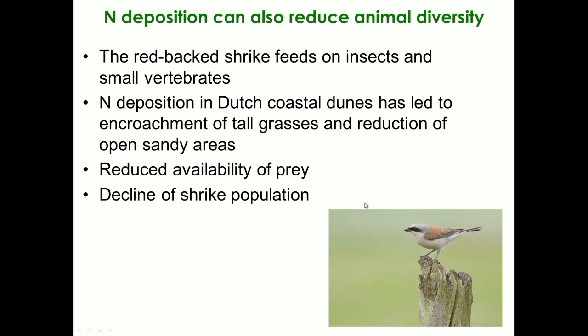And what was found in the Netherlands, it's particularly a dune habitat species. The composition of the dunes was substantially changed by a lot of nitrogen runoff from the fields. This substantially altered the amount of prey available to this bird, and this has led to quite substantial declines in the population of the shrike.